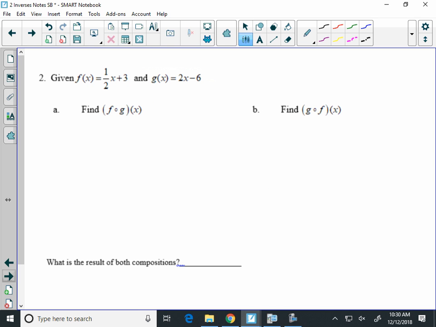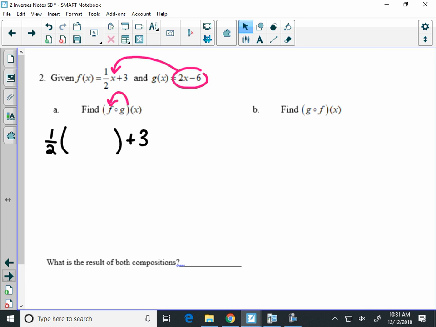Let's look at number 2. 2 is going to give us a similar answer, and we'll be able to see a pattern. So it says, given f of x is 1/2 x plus 3 and g of x is 2x minus 6. We're going to find both compositions. Now here's that goofy looking composition notation, f of g of x. Same thing, I start on the right. G goes into f. So g here is going to go into f for the value of x. So I start by writing f. I put parentheses where the x goes. And then in that parentheses, I'm going to put my function of g.